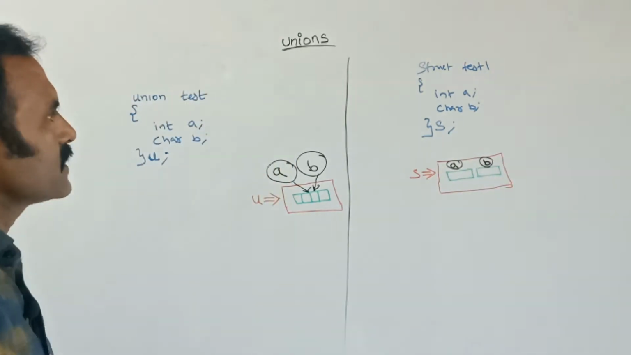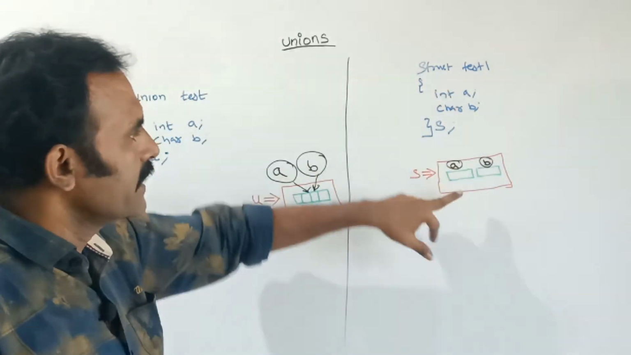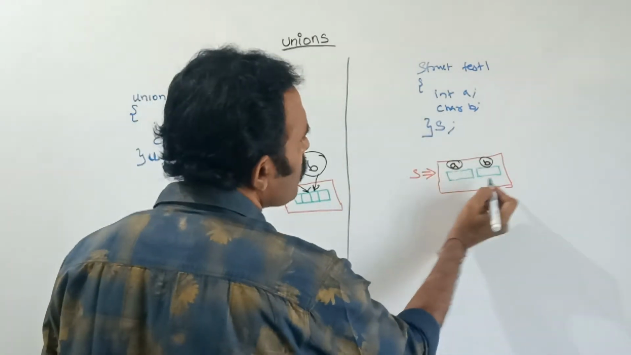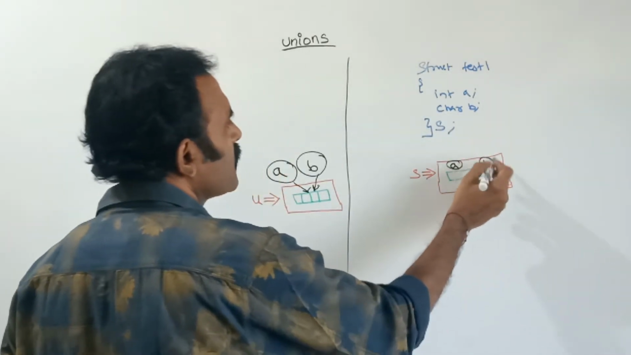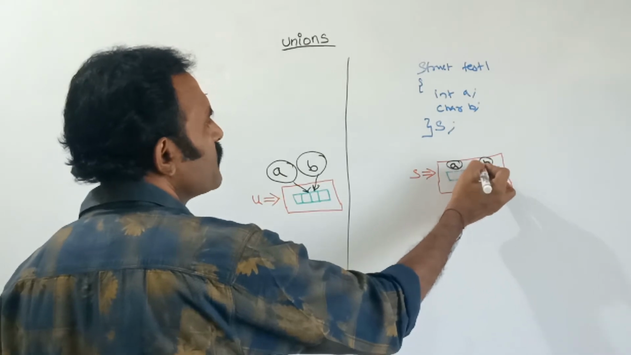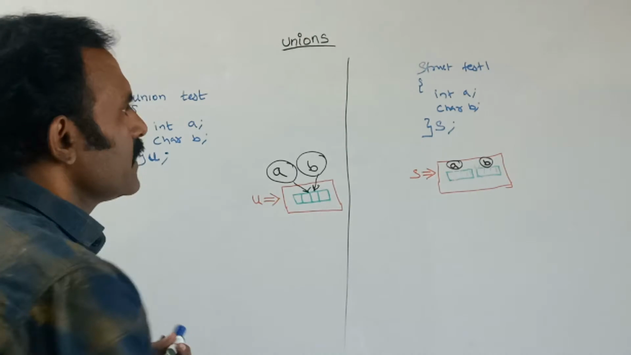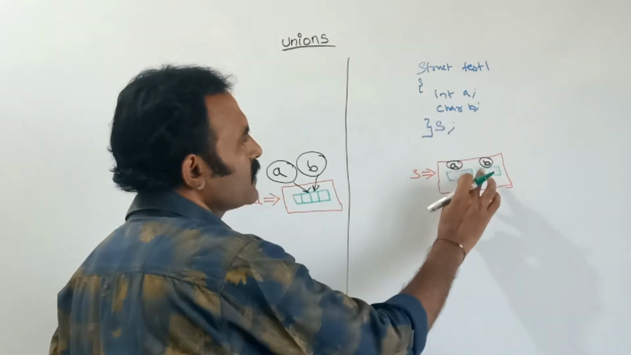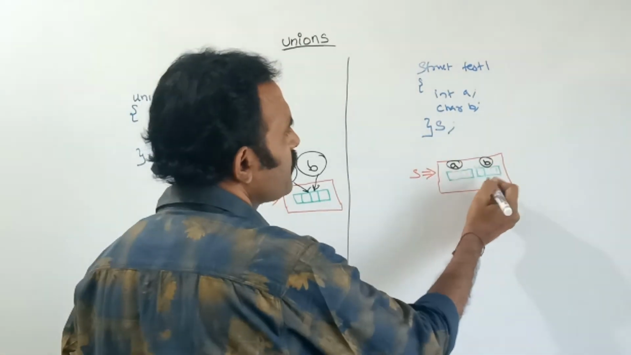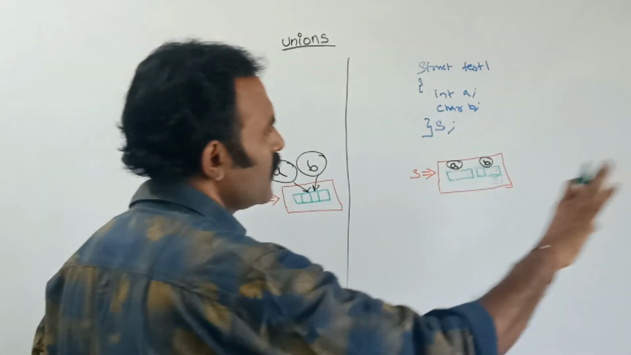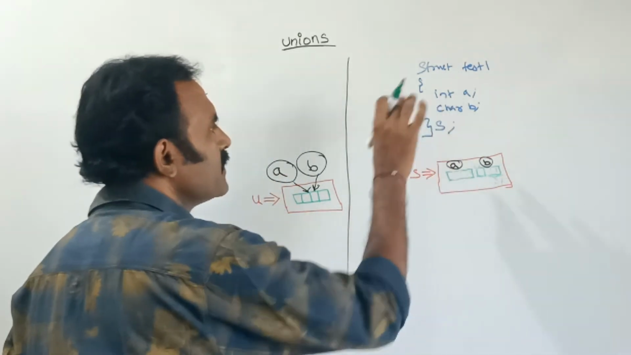See here, the structure variable S dot A, that is A. Here it contains how many bytes? 4 bytes. For this B, among these 4 bytes, a single byte is used for B, because the character data type by default has only 1 byte. So here the remaining 3 are empty, that is structure padding. This we have already studied. See here, this is the main thing.